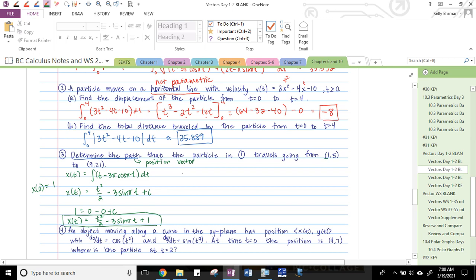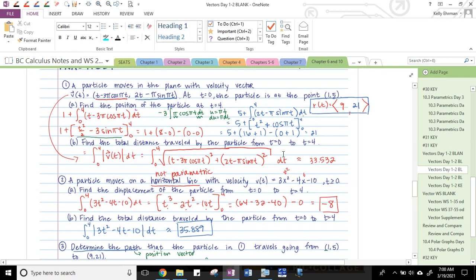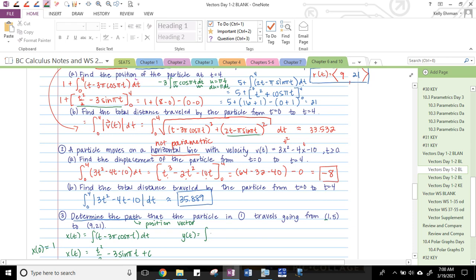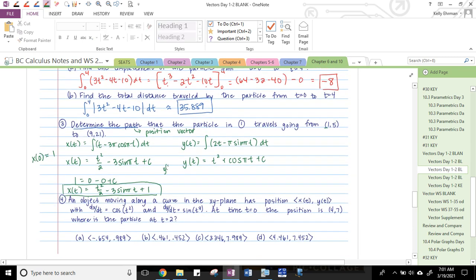And then let's do the same thing for the y component. So y of t is the integral of, scroll up so I can see it, I can see it right here, of 2t minus pi sine of pi t. And we found that antiderivative back here in part A. So that came out to t squared plus cosine of pi t, and there'd be a plus c with this indefinite integral. And again, we know that y of 0 is equal to 5.